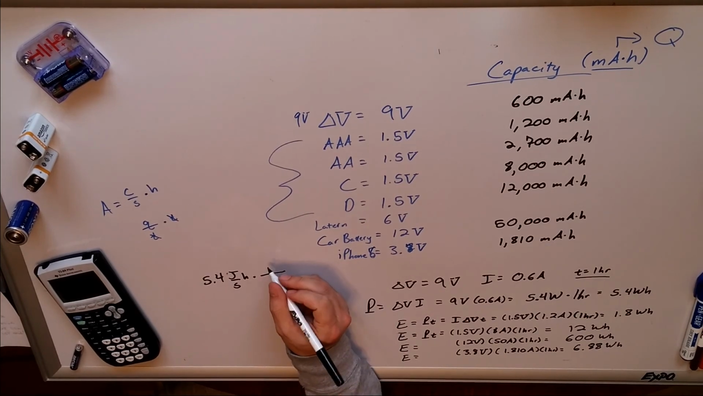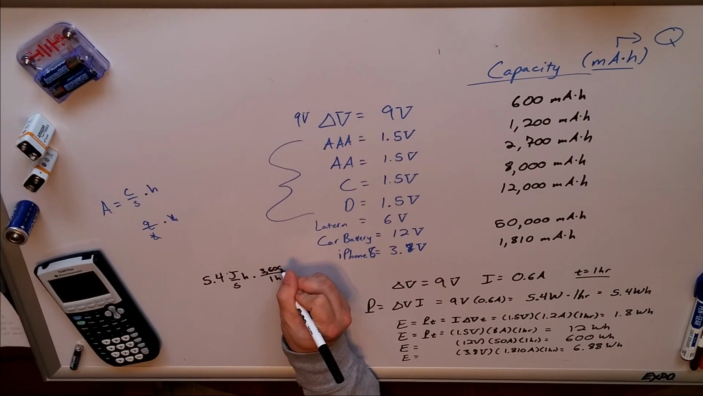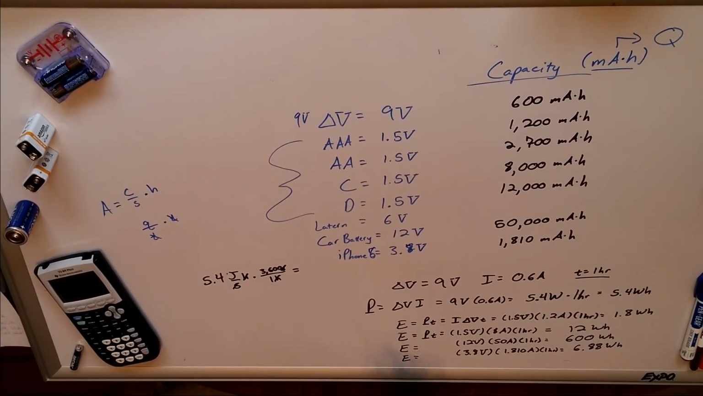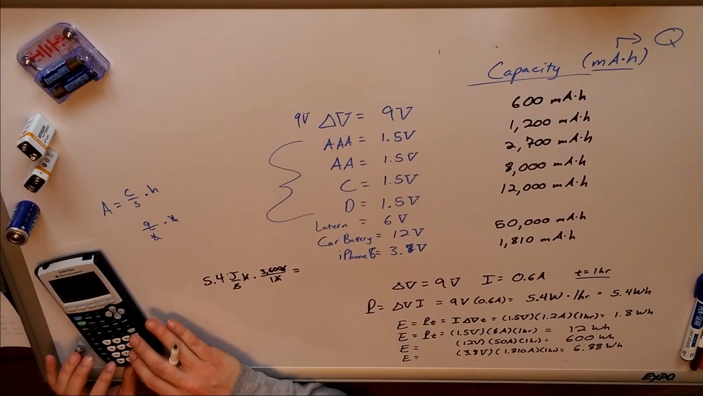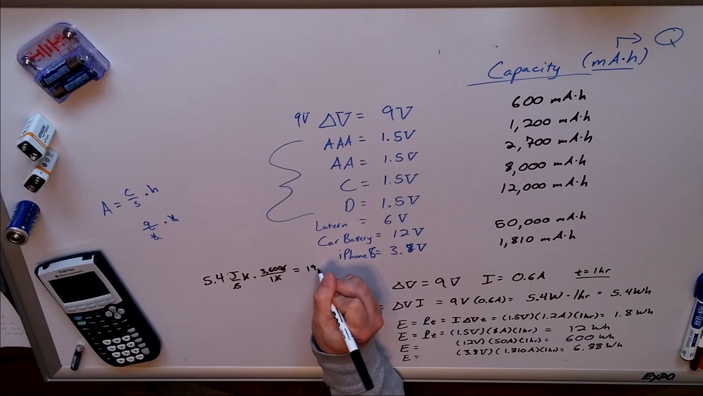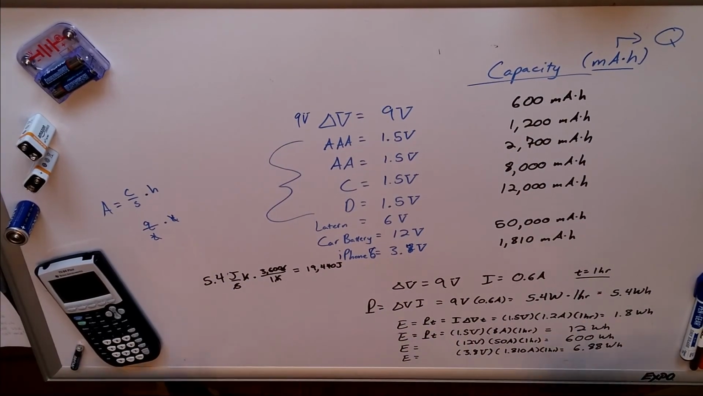And I'm going to multiply by a special 1. 1 hour is equal to 3,600 seconds. My seconds cancel out, my hours cancel out, and I'm left with joules. So I get 5.4 times 3,600, and I end up with 19,440 joules. That's the energy content, nominally, of a 9-volt battery based on its specs.